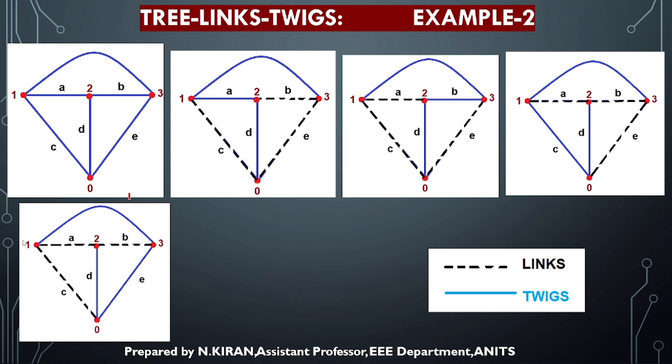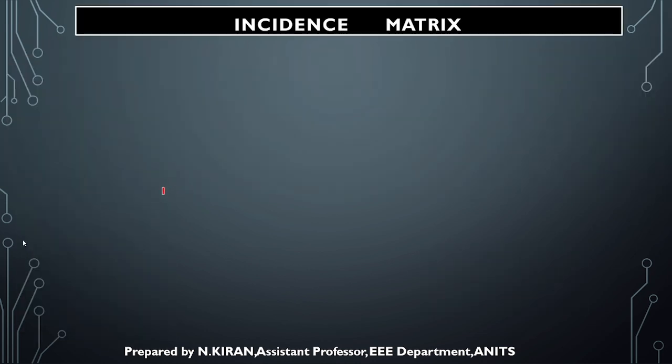So the branches that we are removing to form a tree, we call them links, and every branch of a tree we call a twig. Okay. Before I go to incidence matrix, I hope it is clear what is twig, what is link, and what is tree.